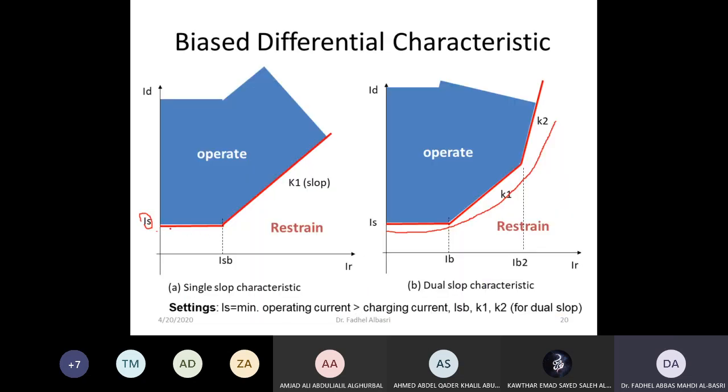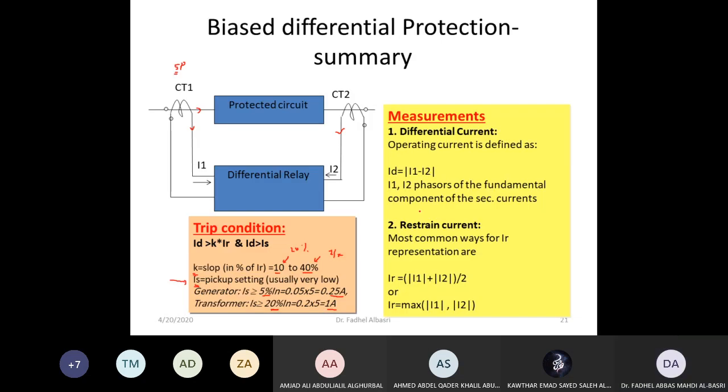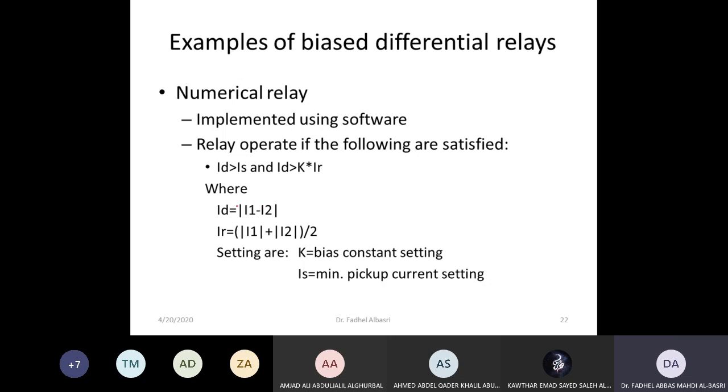So now I know how to choose this and how to choose the slope. These are the only two settings I need. There is no need for coordination. All differential relays need an ID signal and an IR signal, which for a numerical relay is just computation. I take the difference between the two currents, I take the average of the two currents, then I compare and check whether the equation is satisfied or not.